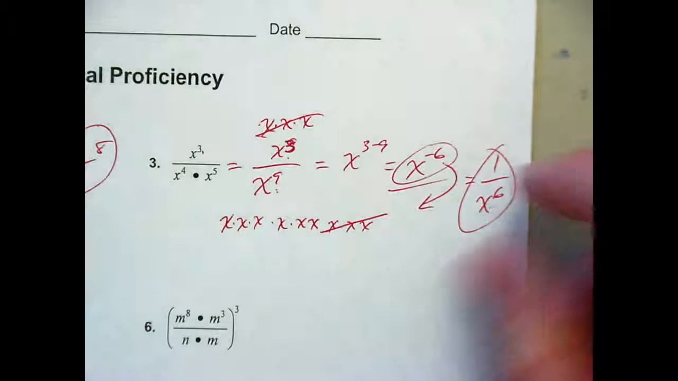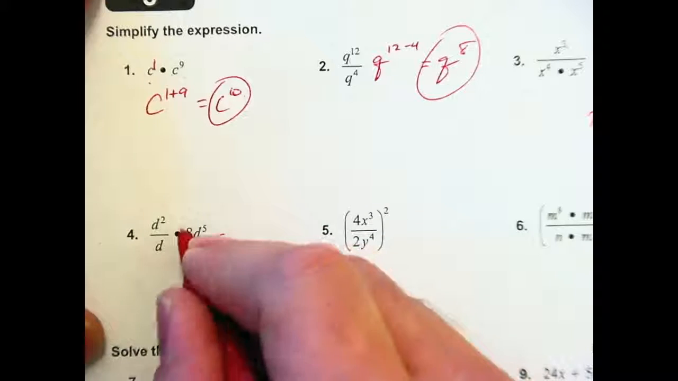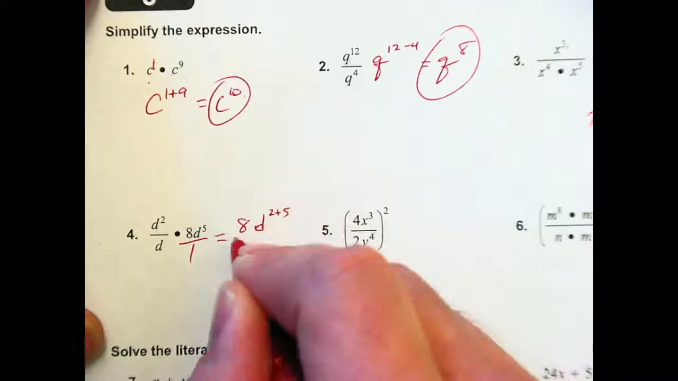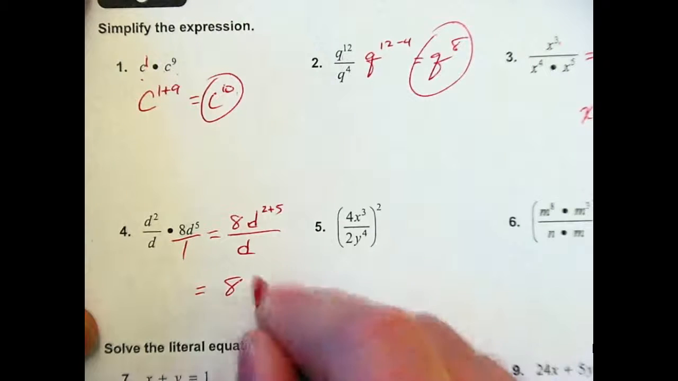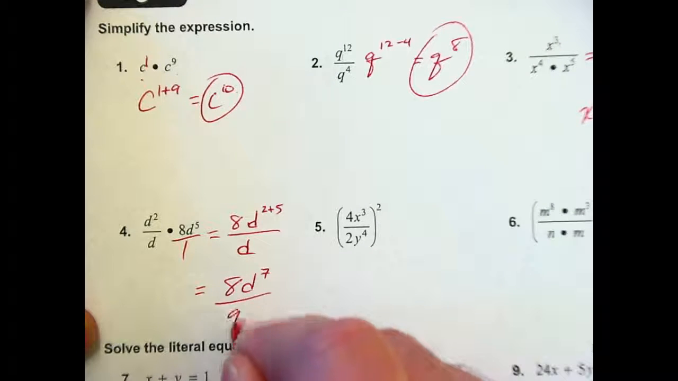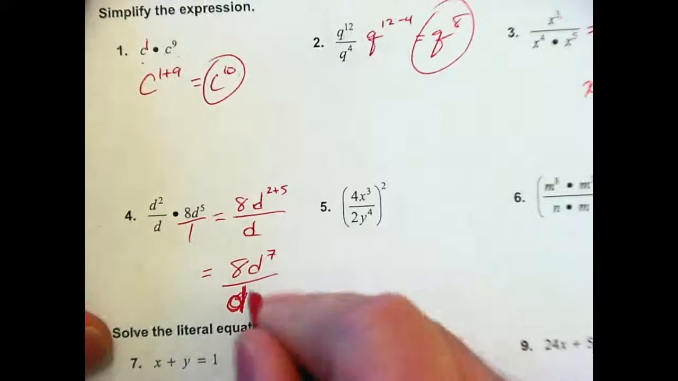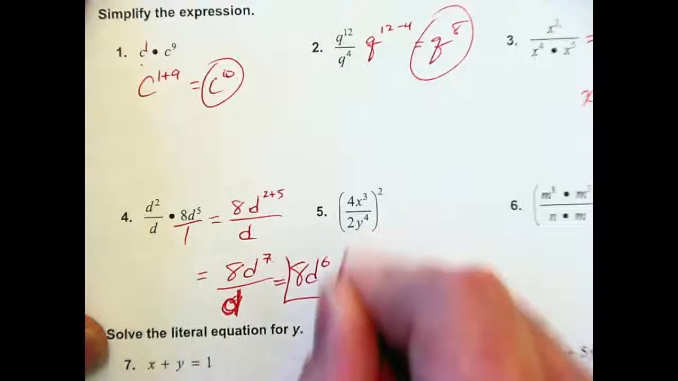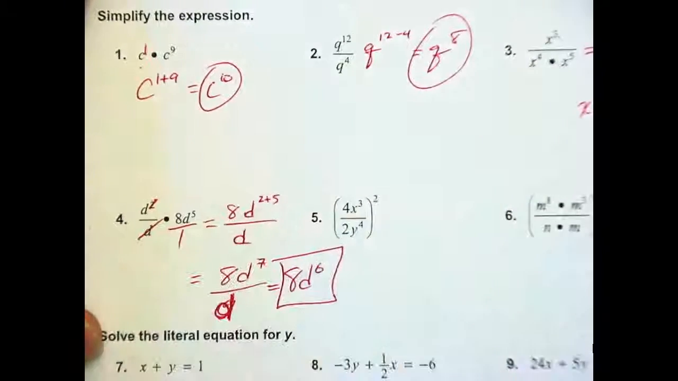Hey, this one right here, d squared. Think of that as having a 1 under it there. That gives me 8 times d to the 2 plus 5 over d, which would be 8 times d to the 7th over d, not over 9, but over d. Okay, and then one of those would cancel, so you'd be left with d to the 6th on top, so 8d to the 6th. Could have done that in a much faster way, but that's fine. You could have canceled here and called that just d. You get 8d to the 6th.